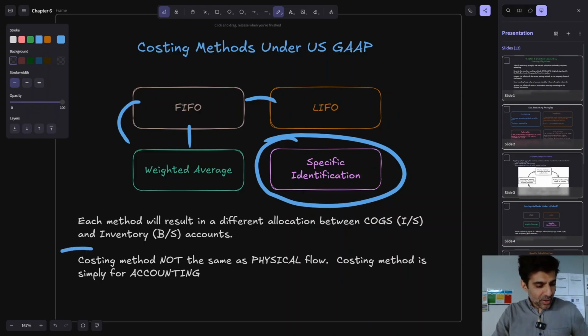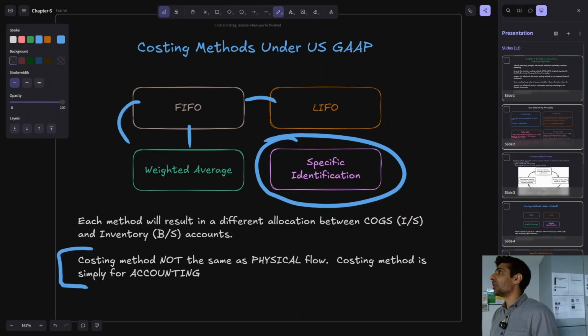One key point is that the costing method is not the same as the physical flow of the units. In most cases, the actual physical unit flow is going to be first in, first out. Usually, you want to get rid of your oldest inventory first, and that's what first in, first out is. So again, this is just a way to get to a cost of goods sold. We need to figure out a way for our accounting books to calculate cost of goods sold, and that's what this method is really for.